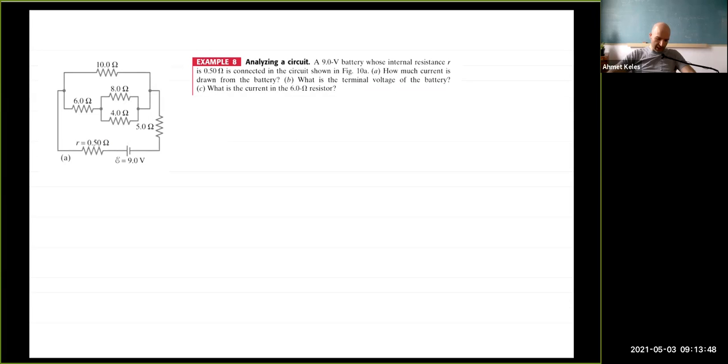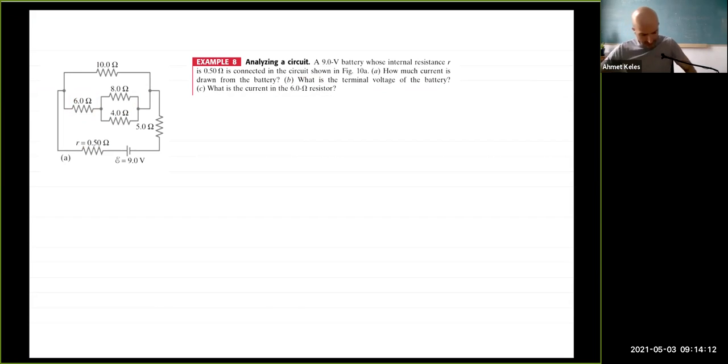So a 9-volt battery whose internal resistance R is like 0.50 ohm is connected in this circuit shown here. And the question is, A, how much current is drawn from the battery? And B, what is the terminal voltage of the battery? And C, what is the current in the 6 ohm resistor? What's the current on this guy?